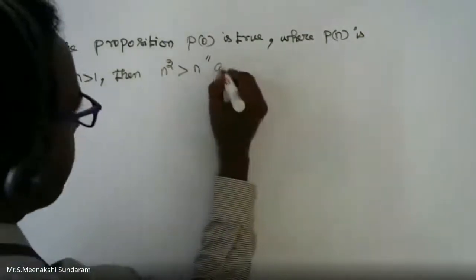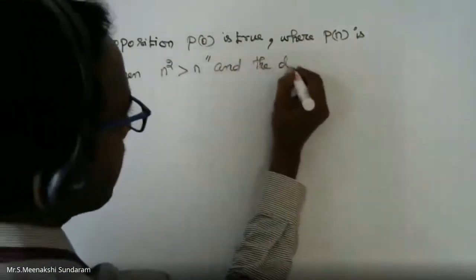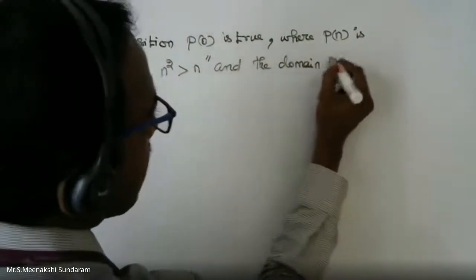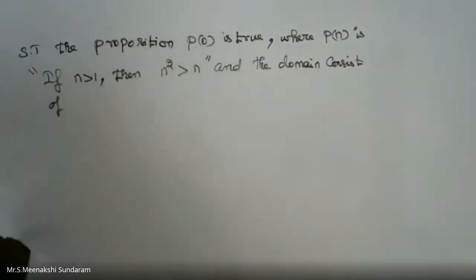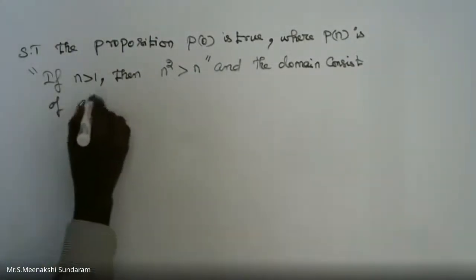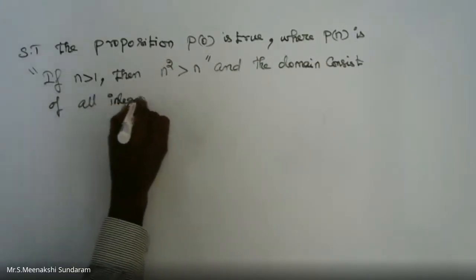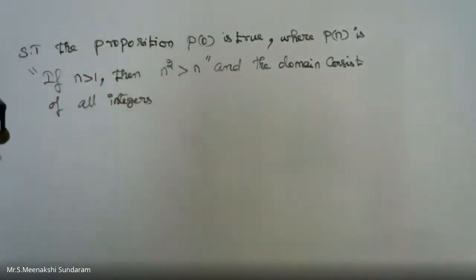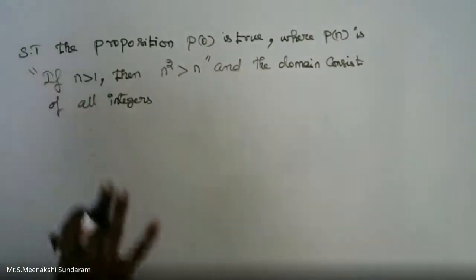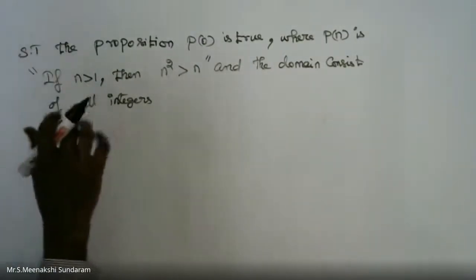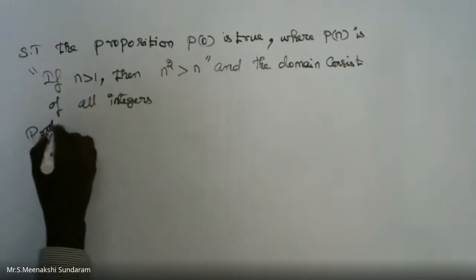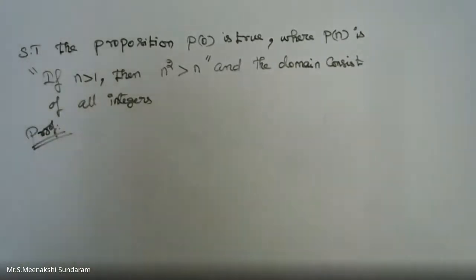And the domain consists of all integers. Domain meaning input value, all integers. That is, n is an integer and n is greater than 1. The integer should be greater than 1. How to prove this one? Can you give any other idea? If n is greater than 1, then n square is greater than n, and the domain consists of all integers. How to prove this one now?